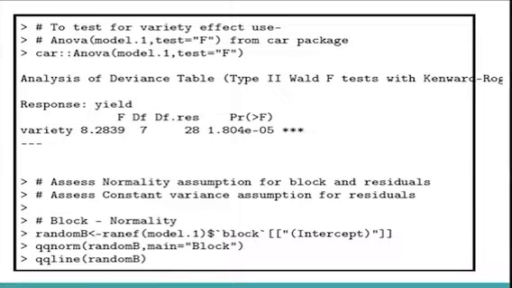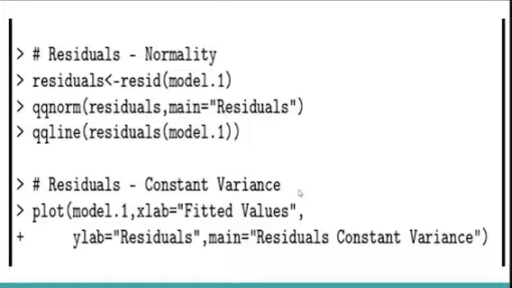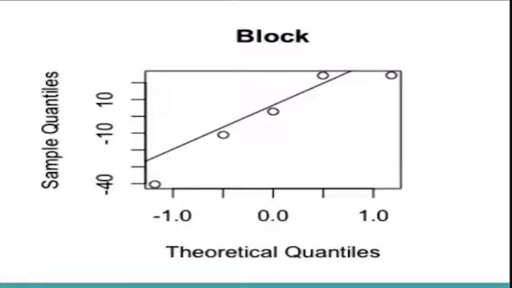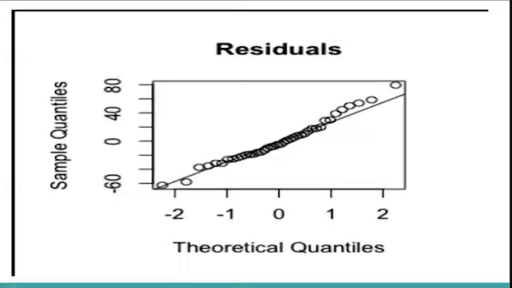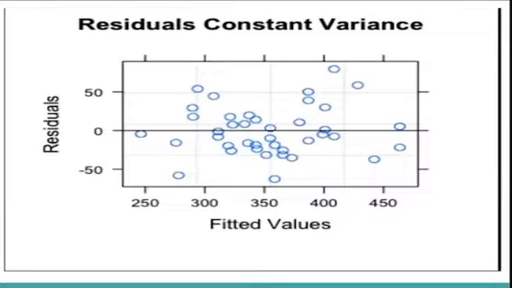Now because of that, I need to assess whether block is normally distributed or not. I also need to investigate whether the residuals follow a normal distribution. And not only that, I need to investigate the assumption of constant variance. And of course, that's why you should take a look at this now. This is a QQ plot for block, and of course you're going to see one for the residuals as well. So take a look at that. There you can actually tell whether the assumptions hold or not.